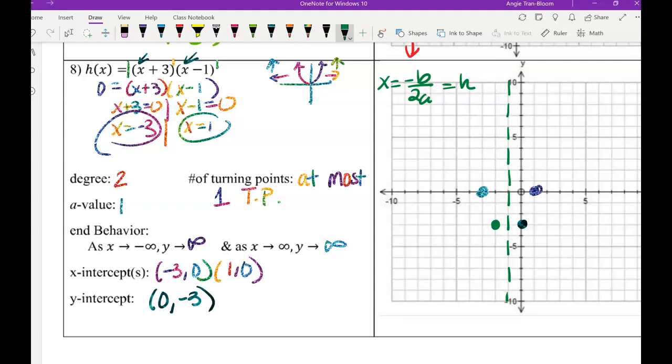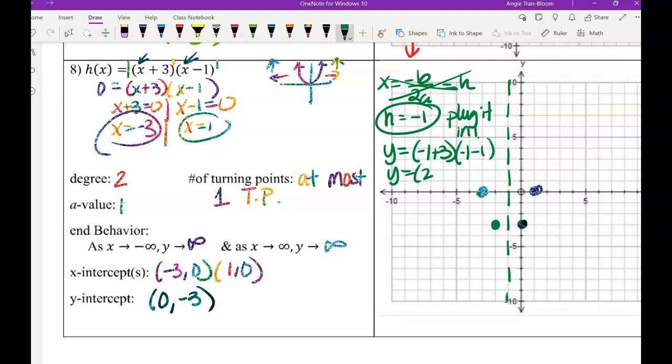Actually no, ignore that. Sorry, that was from the standard form. The h value is right in the middle, so that's going to be negative 1. Then now we're going to plug this into the equation. Okay, y equals negative 1 plus 3 times negative 1 minus 1. So y equals 2 times negative 2. So that will give us a negative 4 for the vertex. So let's go down right there. Go up, and that's how we graph the intercept form.